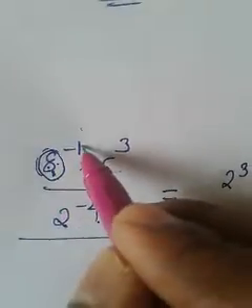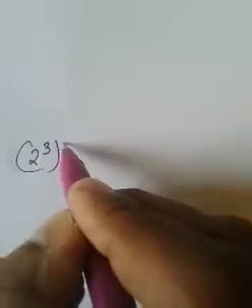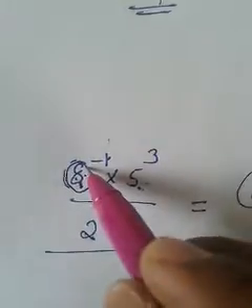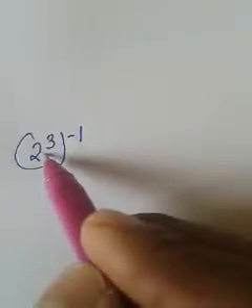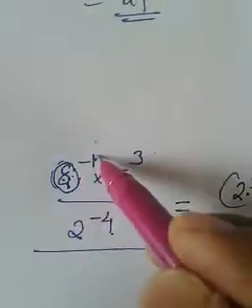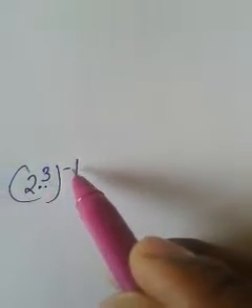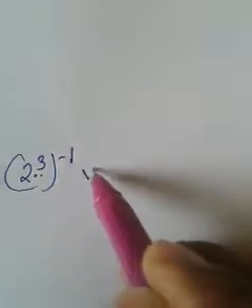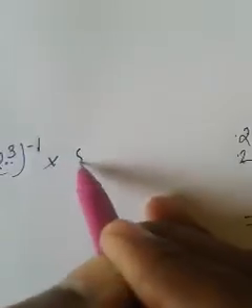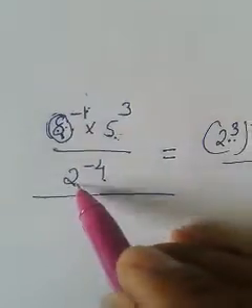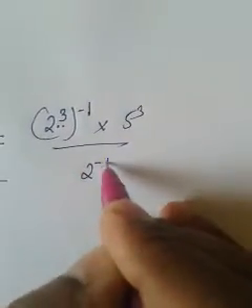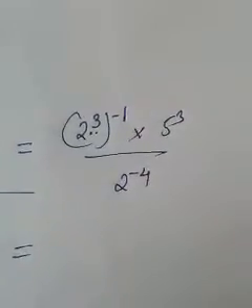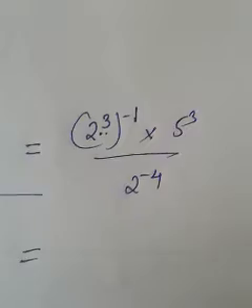So 8 raised to minus 1, how can we write it? 2 raised to 3, all raised to minus 1. This 8 I have replaced with 2 raised to 3. So 8 raised to minus 1 I can replace as 2 raised to 3 all raised to minus 1, into 5 raised to 3 as it is, divided by 2 raised to minus 4 as it is. Is it clear?